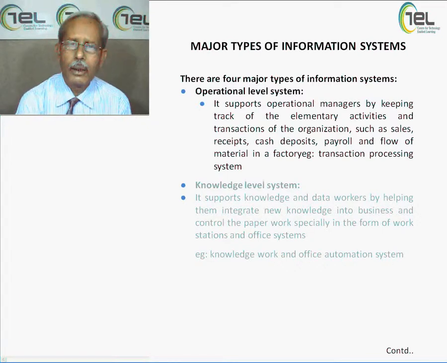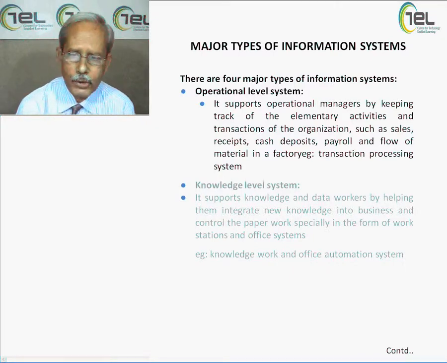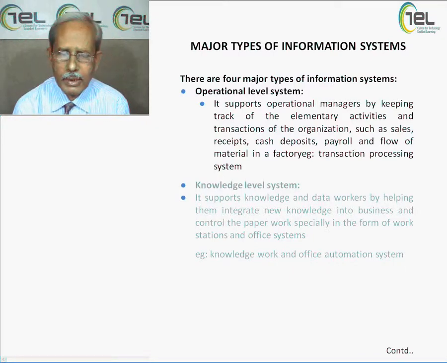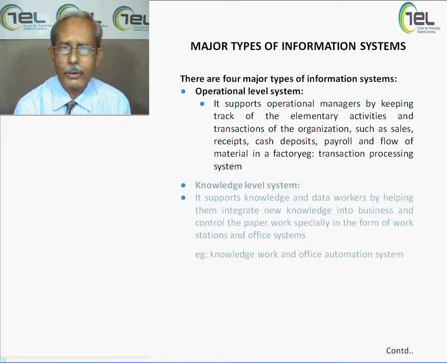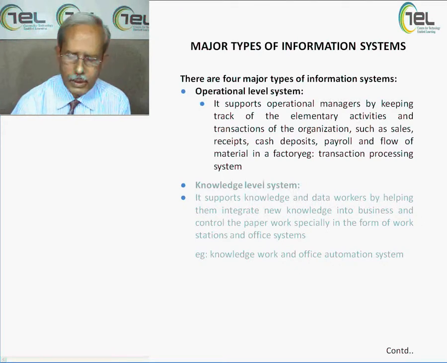In an operational level system, the information required by those people supports the operational manager by keeping track of the elementary activities and transactions of the organization: sales, receipts, depositing of cash, making the payroll, the flow of material in the factory, and the transaction processing system. The various transactions which have been carried out in the organization require certain information. For example, if you go to a bank and give a check to be passed, the person sitting at the counter will require the information about your balance. To complete that transaction, you will require certain information which is kept in the computer. So that is the operational level system.